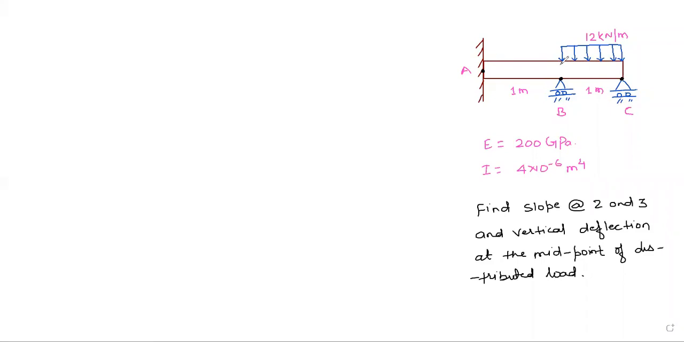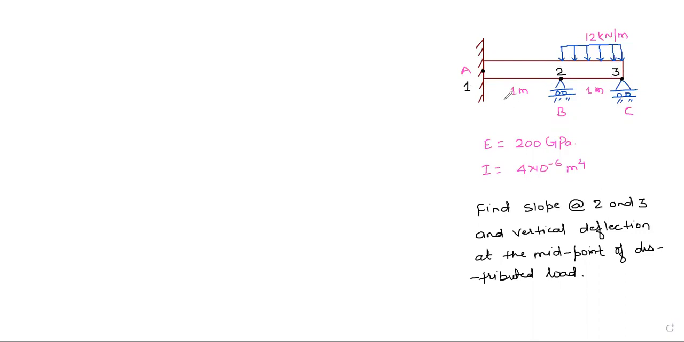When we were discussing how to select a node, I have said at the ends we have to select, then wherever there is sudden change in area, as well as wherever there is a load acting. So here from B point you can see there is a load acting, right? So at the B point also we have to select the node. So we have three nodes here. Let us take this is node number 1, this is node number 2, and this is node number 3.